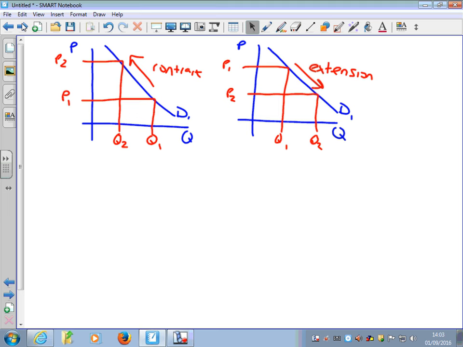Now remember that we've drawn these curves on the assumption of ceteris paribus. The only thing changing on these curves is a change in the price. Everything else has been held constant.